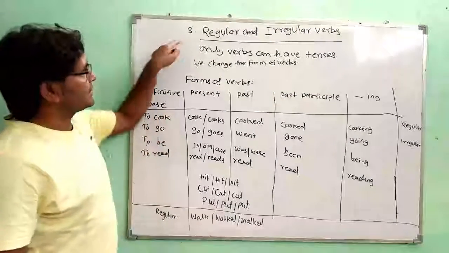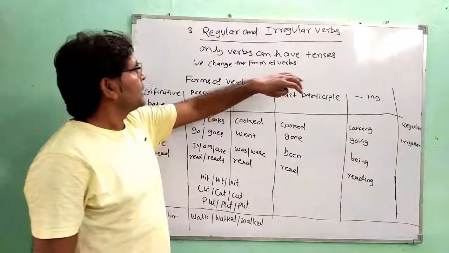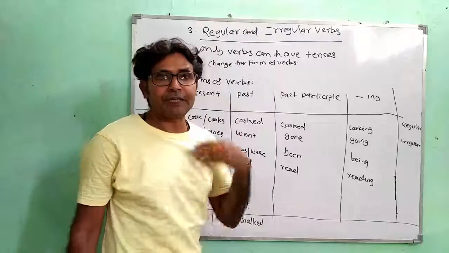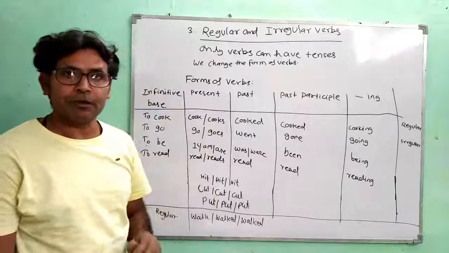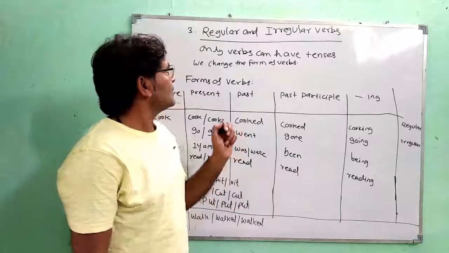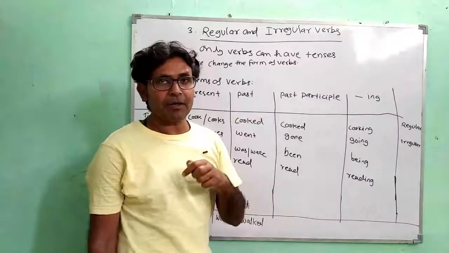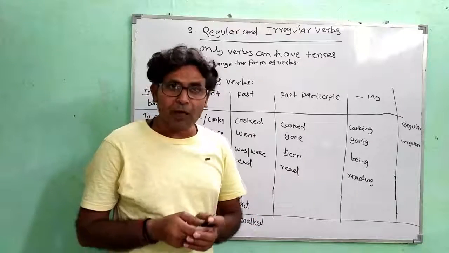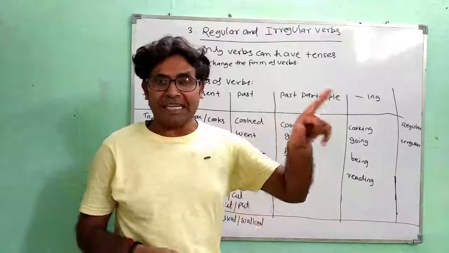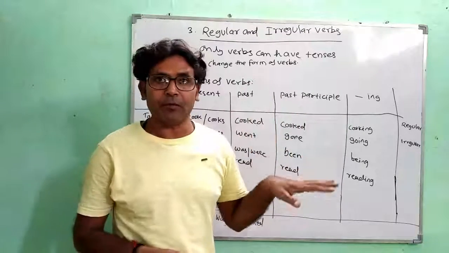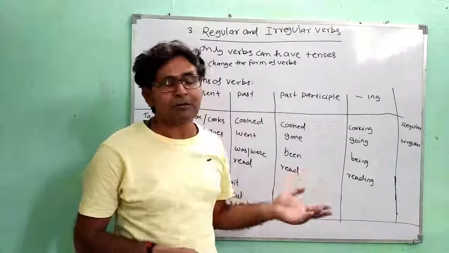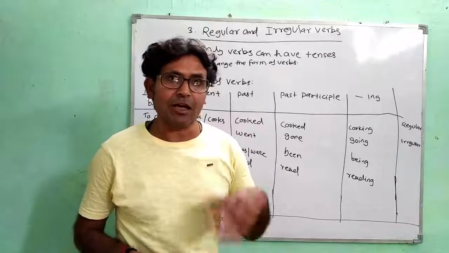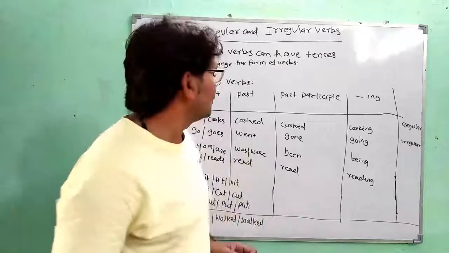And now the third one is regular and irregular verbs. Basically, to learn about regular and irregular verbs, we need to look into the background information of English, and that is that only verbs can have tenses. For example, we have three tenses: present tense, past tense, and future tense. So the verb shows which tense it is. If the verb is in present form, that is present tense. If the verb is in past form, that is past tense, and if the verb is in past participle form, then it shows the past participle or the perfect tense.